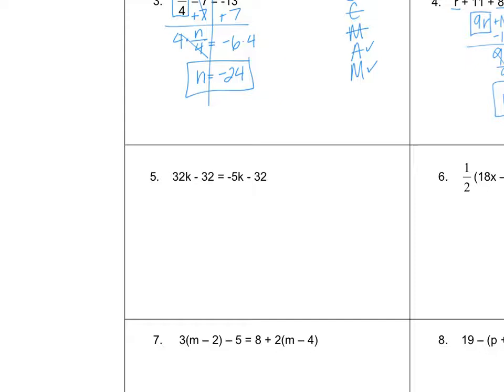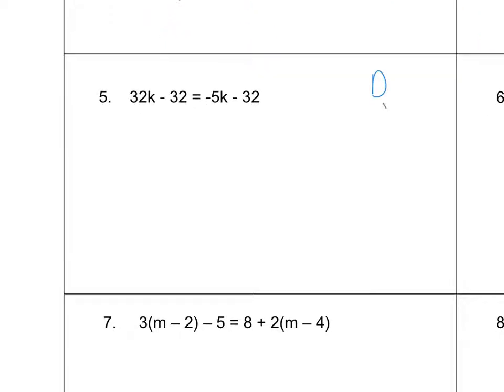Number 5. Don't call me after midnight. Draw my line. Do I see any parentheses? Can I distribute? Nope. Do I have variables that I need to combine or numbers on either side of the equal sign? No, I don't. Do I need to move the variable? Do I see a variable on either side?